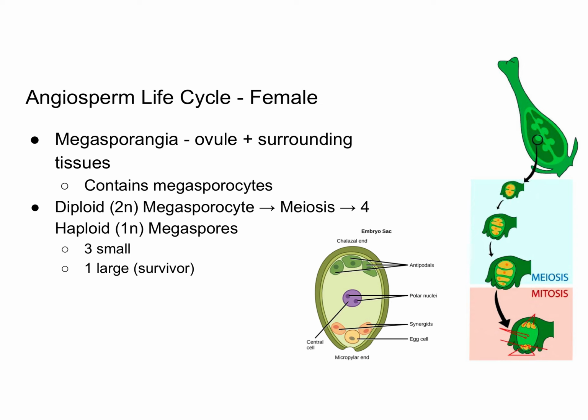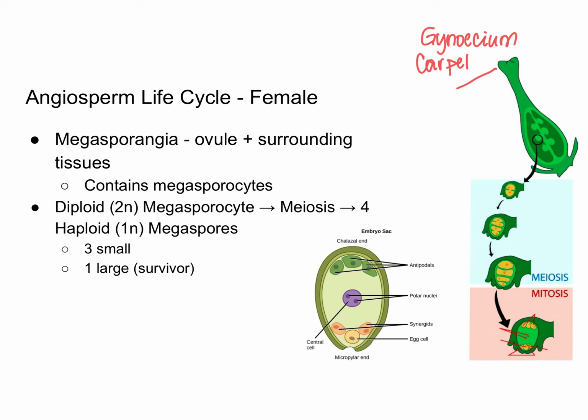So let's start by doing a quick review of the female structures that we talked about in the other video when we talked about flowers. So if you recall, this entire structure up here is the gynoecium, which is also known as the carpel. And the gynoecium is further broken down into more specific parts.